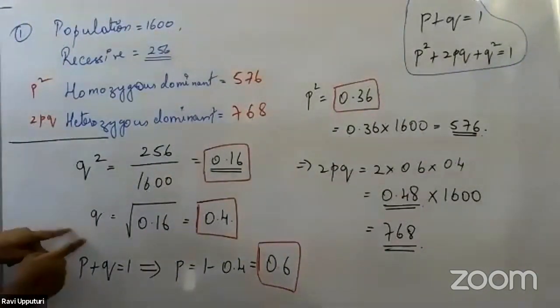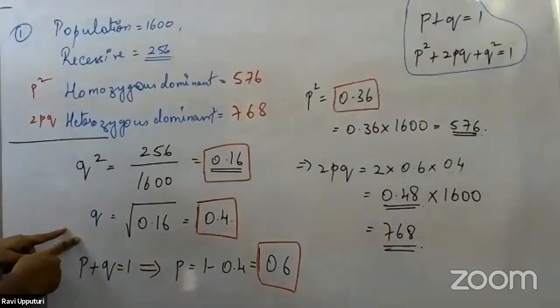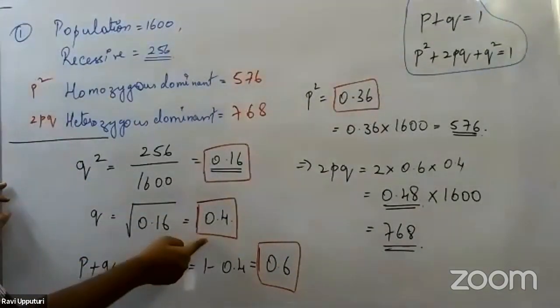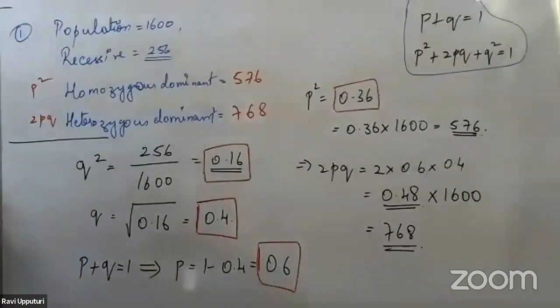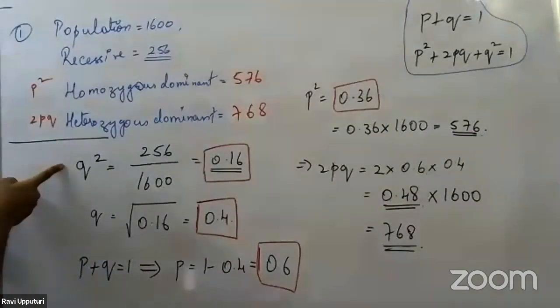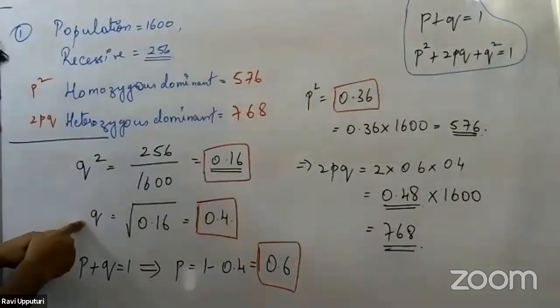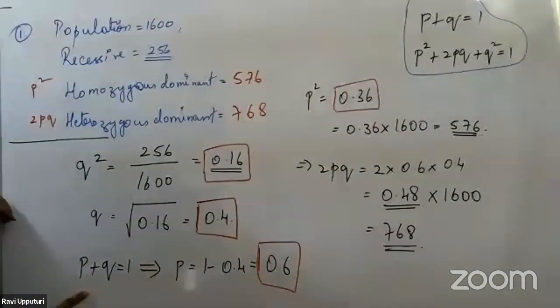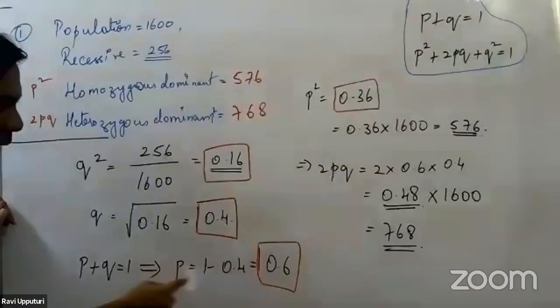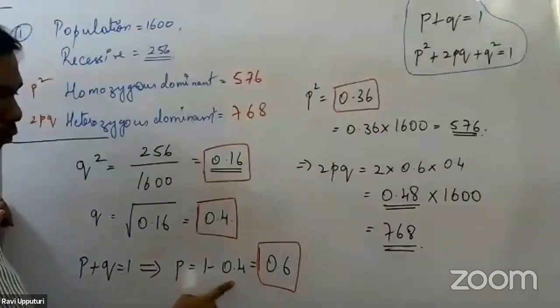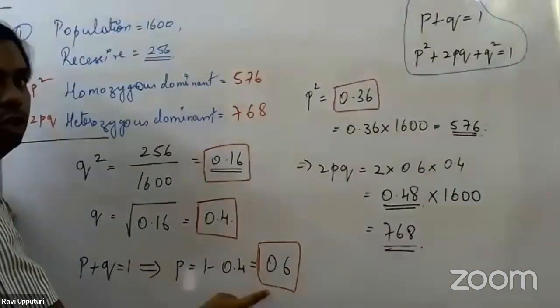We are calculating the frequency of the recessive allele. So the frequency of the recessive allele now would be 0.4. As I've already said at the beginning, whatever be the question, first try to find out q square, then get your q. Once you get the frequency of the recessive allele, getting the frequency of the dominant allele is very simple. By applying this expression, p plus q equals 1, p would be 1 minus q, that is 1 minus 0.4.